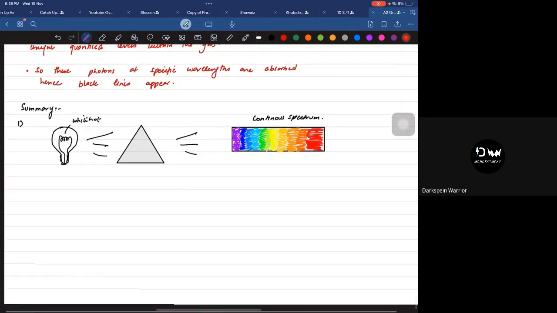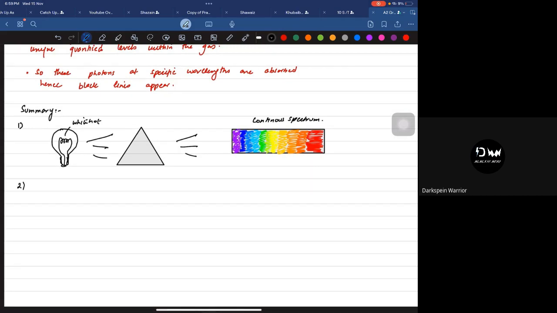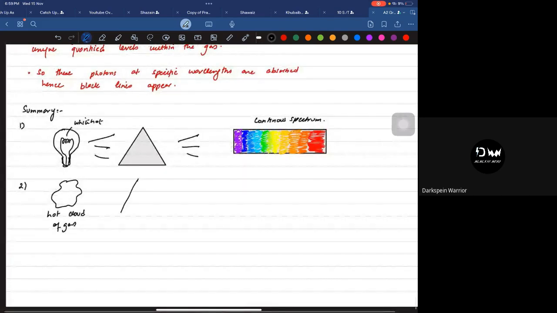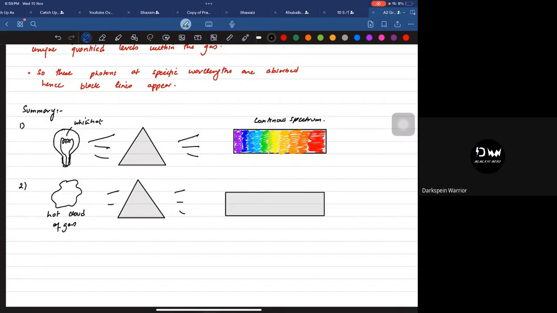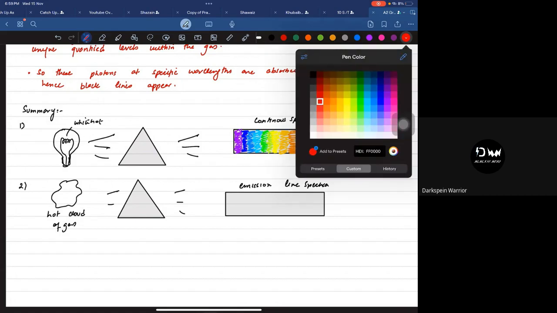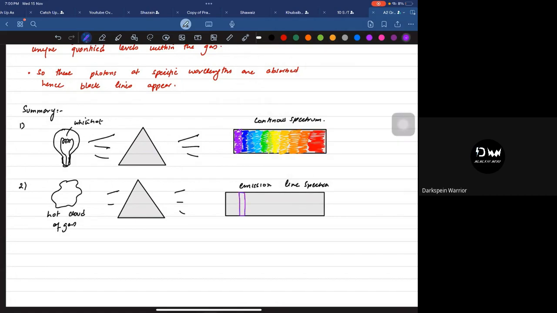Like these. And then if you have a hot cloud of gas which is already excited, when it passes through the prism, it will give you an emission line spectrum, which is like fixed wavelengths of the photons that it emits.